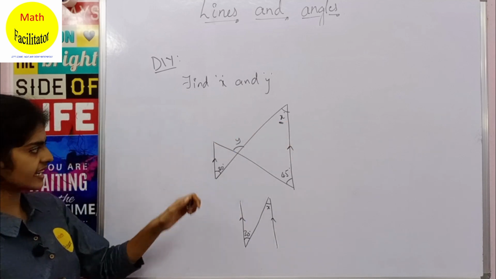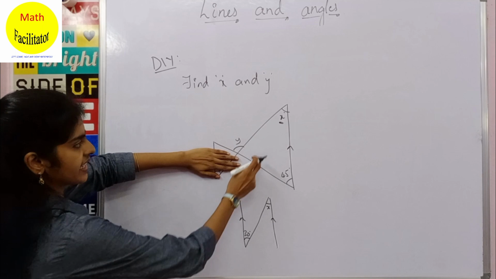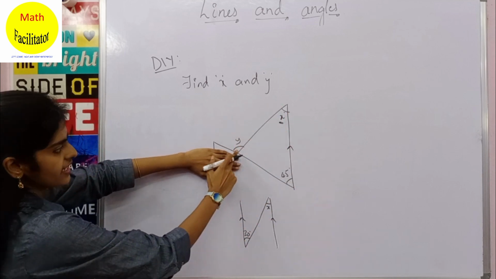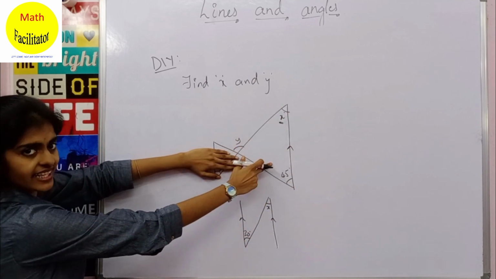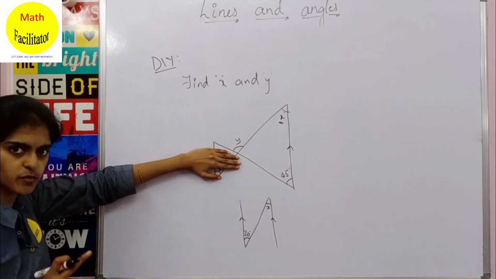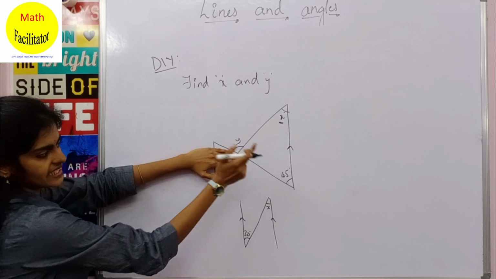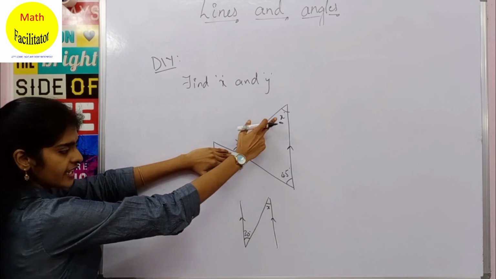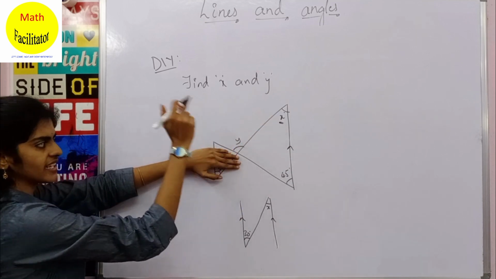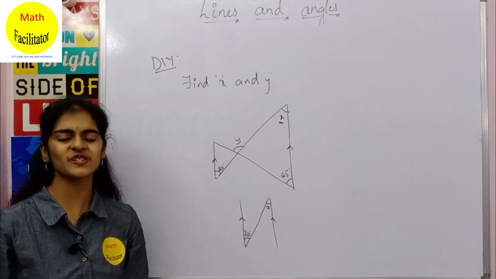Now again, just consider this triangle. This is an exterior angle for this triangle, and using the exterior angle property, you know that the exterior angle is equal to the sum of the opposite interior angles. You got the value of x already, so just adding these two angles, you will get the angle y. So do it yourself.